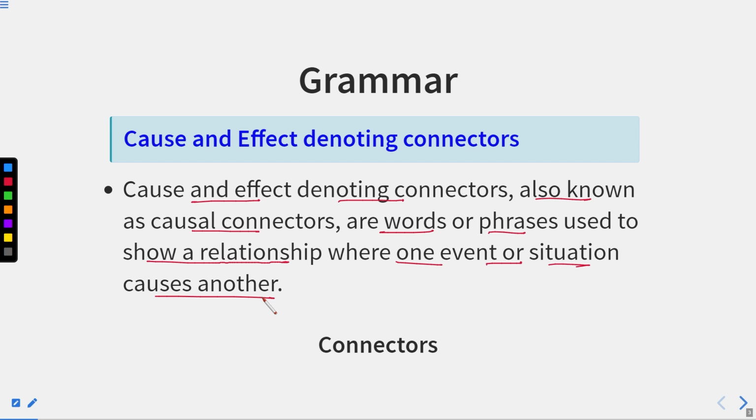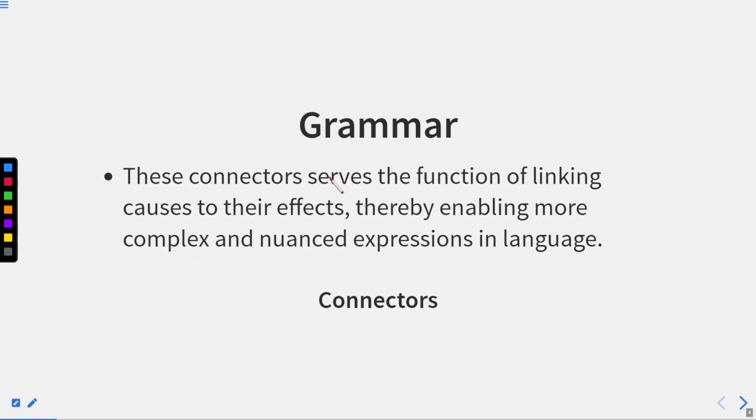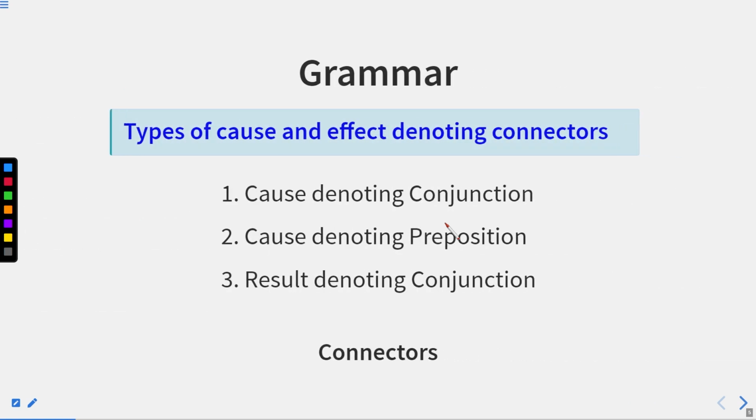Now these connectors serve the function of linking causes to their effects. So here we have cause and effects, and when we link these two things or two situations, the connectors that we use are known as cause and effect denoting connectors, thereby enabling more complex and nuanced expressions in language. Nuance means a slight difference. Now let us move further and discuss types of cause and effect denoting connectors.